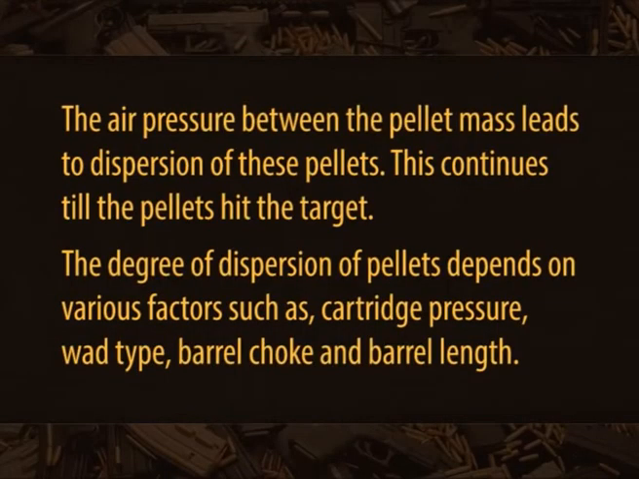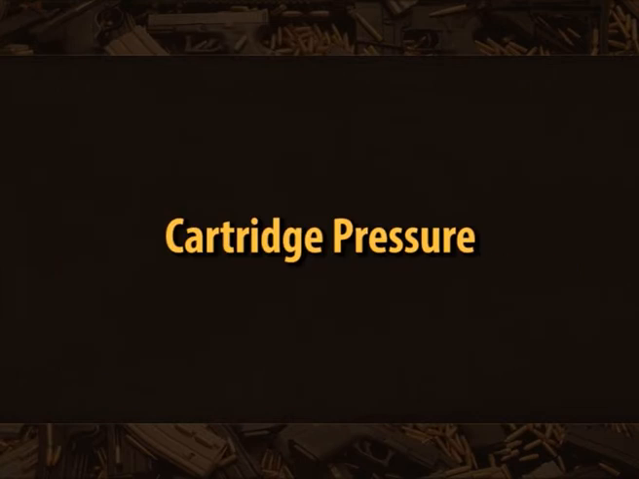The air pressure between the pellet mass leads to the dispersion of these pellets. This continues till the pellets hit the target. The degree of dispersion of pellets depends on various factors such as cartridge pressure, wad type, barrel choke and barrel length. Cartridge pressure: the dispersion of pellets is more if the pressure generated by the cartridge is more, but the use of wads balances this effect and does not affect the dispersion of the shot.